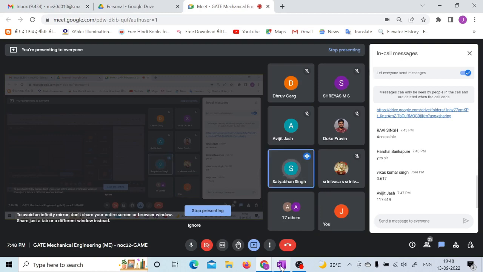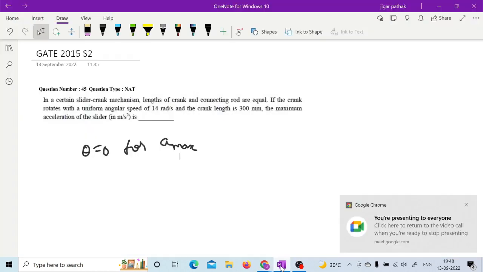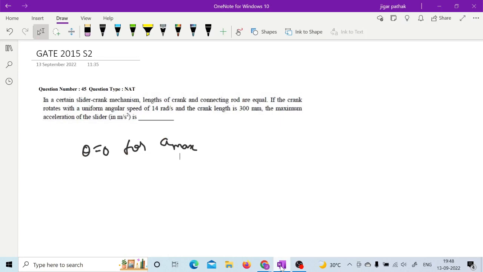Sir, by differentiating the acceleration, we can also get an expression like cos theta equal to minus 1 by 4, which can also be maximum. What are you saying? Can you repeat it? Sir, on differentiating the acceleration equation, other than theta equal to 0, we are getting another one: 4 cos theta plus 1 equal to 0. Okay.